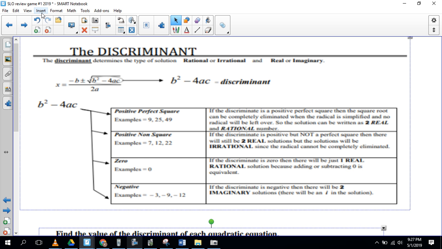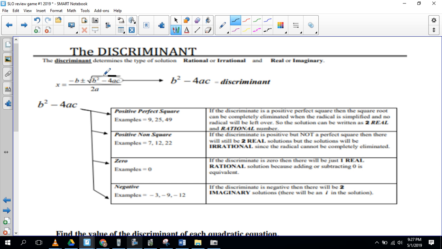Okay, so the next section we're going to do is over the discriminant. You can find this on your formula sheet, but it won't say discriminant. It's going to say the quadratic formula. But within the quadratic formula, underneath the radical, underneath the square root, b squared minus 4ac is the discriminant. So you find it on the formula sheet underneath the quadratic formula. Okay? So your formula for the discriminant is b squared minus 4ac.